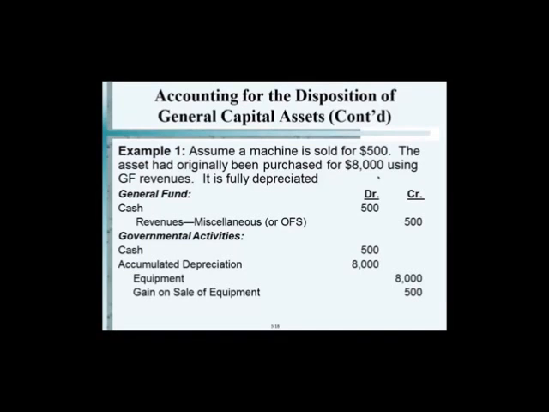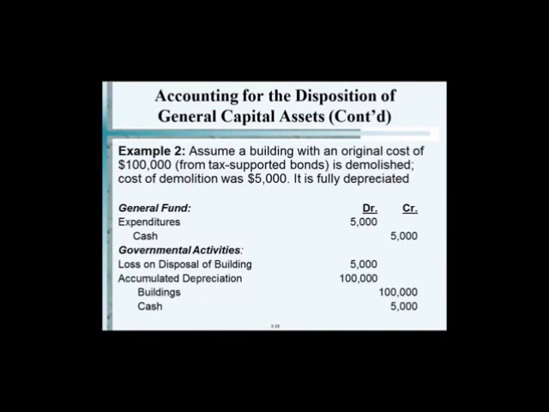Notice the next example. In this case, the building was demolished. The cost was $5,000. This is how you'd record that transaction. No different than the other one. The top one being modified accrual basis.